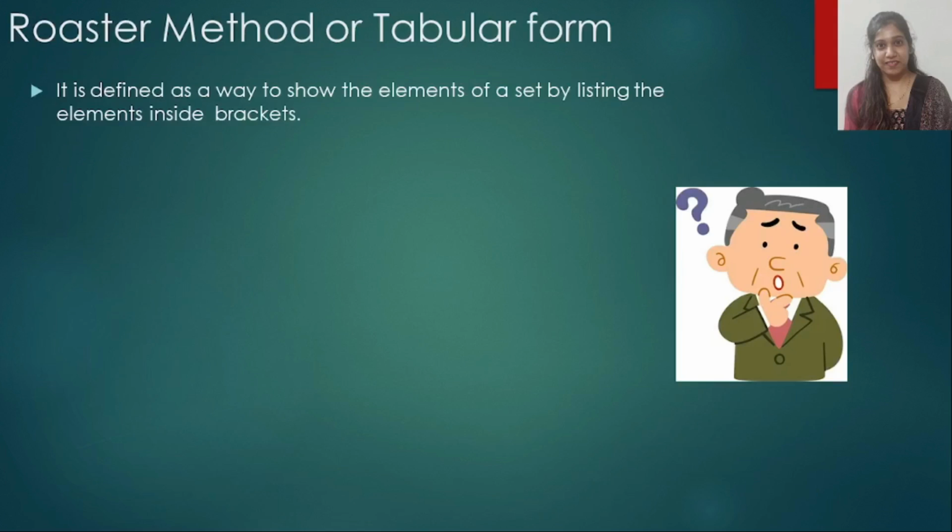Now the roster method. It is defined as a way to show the elements of a set by listing the elements inside the brackets. When we read this, it is very simple. We have seen this roster method in our previous slide. I have written A equals curly brackets 1 to 10. That is the roster method. Let us look at its example.